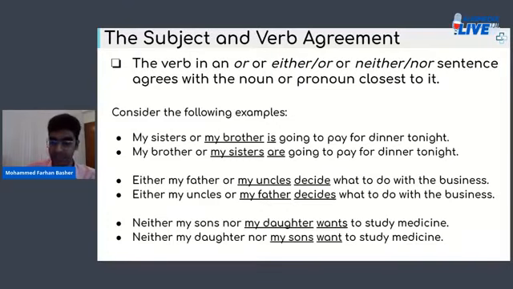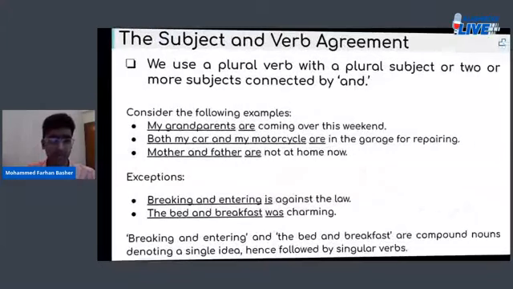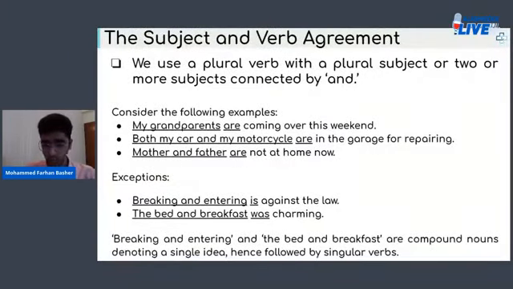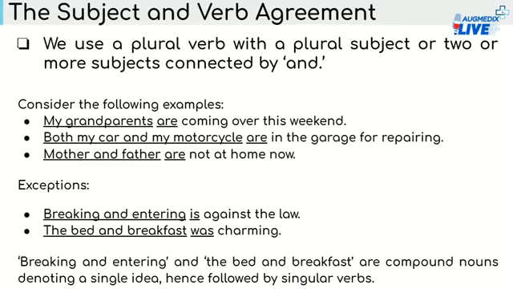Moving forward to the next question, the next slide. What do we have here? The subject and verb agreement. We use a plural verb with a plural subject or two or more subjects connected by and. Let's pay attention to this. When we have two or more subjects connected by and, the verb following must be plural. Why? Because, of course, you have plural subjects.